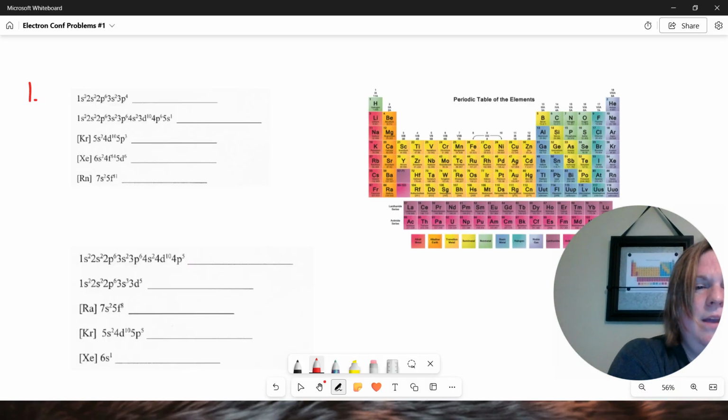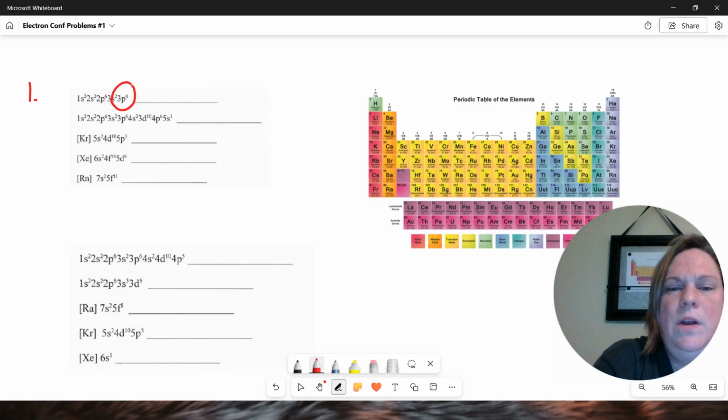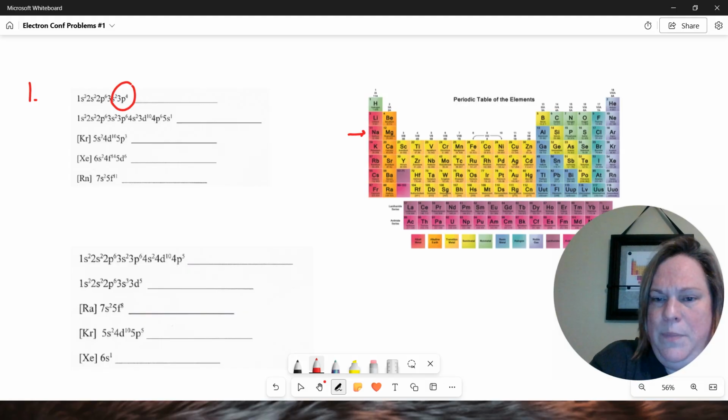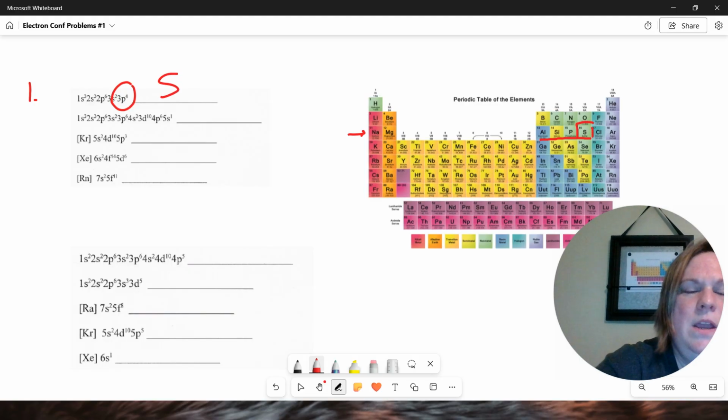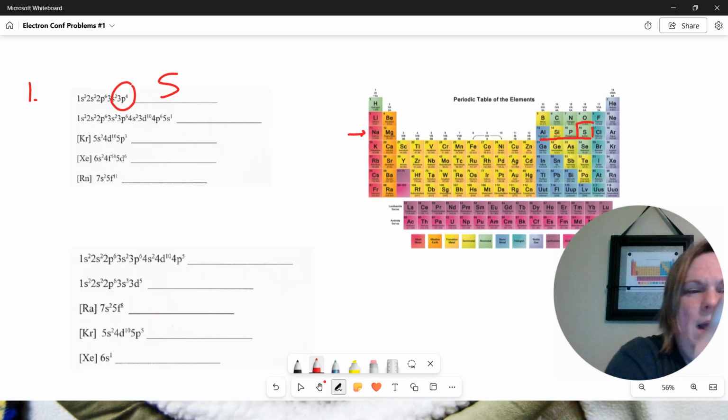Looking at the first example, it's pretty simple to do. As long as it's written properly, we can find the location on the table by the last thing that's written. We're going to 3p4. So we're going to come down 3 rows, the 3rd row, in the P section 4 boxes in. So 1, 2, 3, 4. We are dealing with sulfur. This first example is the electron configuration of sulfur. And in fact, if you add up all of the superscripts here, you should get 16 electrons.